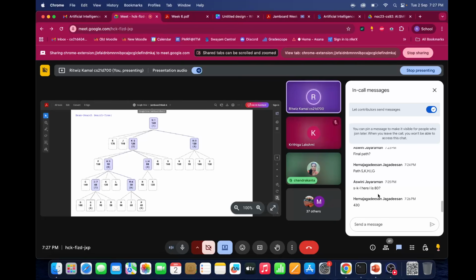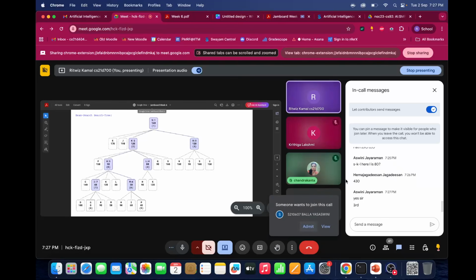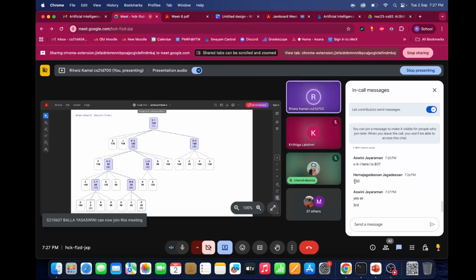Ashwini, I think you have posted a question that for SKL, L is 80. I'm not sure I follow. You're talking about the fourth level of the tree, is it? Oh, the third level. Yeah, L has heuristic cost 80. That's why we included that. And thanks for posting the final cost also. So if you just add up the cost of the path SKHIG, it will, I think, turn out to be 430 as is suggested by Hema over here in the chat box.